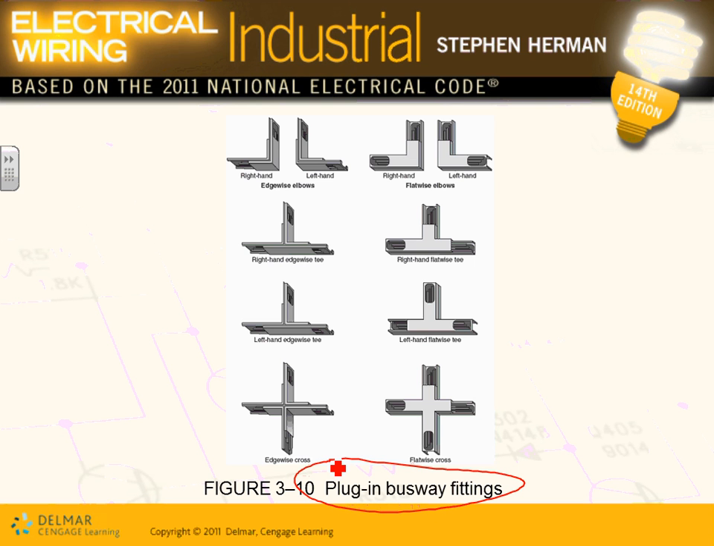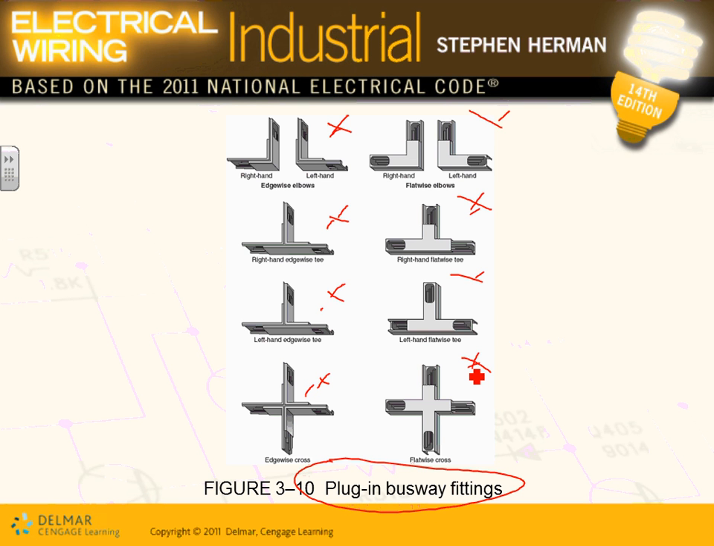When you're dealing with busway, guys, there's a lot of fittings, right? You have to have fittings that take you from up to right angle. So they have different types of fittings to get you in different directions, flat and what not. These have to be ordered so you can move in 3 dimensions inside this plant. So we have a right hand, we have edgewise elbows, left hand elbow, right hand elbow, flatwise elbows, right and left. We have T's, edge T's, and right hand flatwise T's.